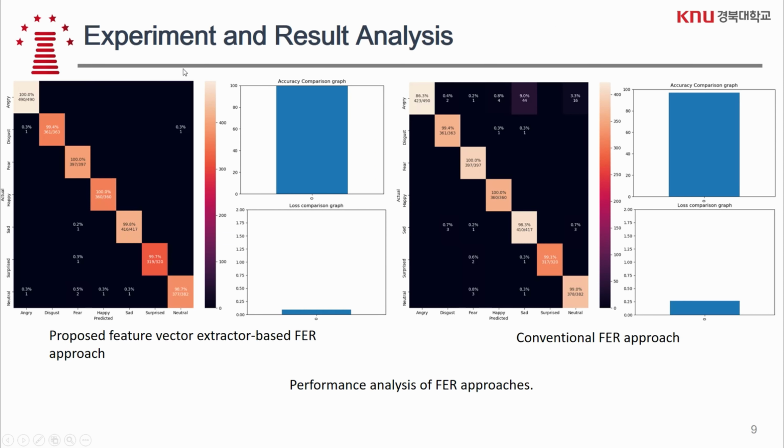So here is our experiment result and analysis. The left side is our proposed FER approach, and the right side is the conventional FER approach. For the FER approach from our proposed idea, we can see the classification result is far better than the conventional approach. In the case of the conventional approach, we use the direct raw images without any pre-processing techniques, and also our proposed approach achieved better accuracy and least model loss as compared to the conventional accuracy and model loss.